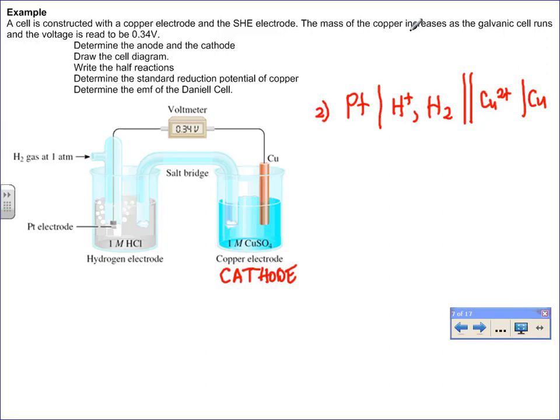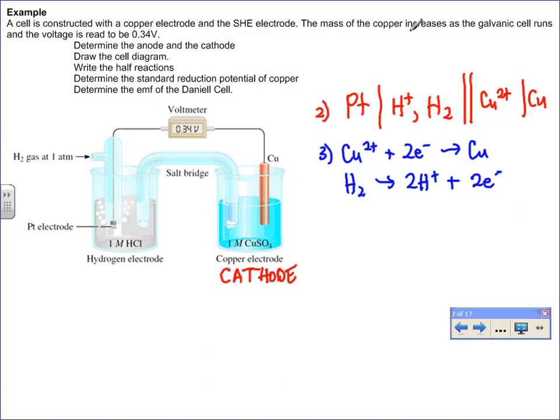For the half reactions, we know at the cathode that the copper is gaining electrons to form copper. And in this case, the SHE electrode is undergoing oxidation, so the oxidation reaction for that is the hydrogen gas being oxidized to hydrogen ions. Okay, so these are the two half reactions that are occurring in this cell.